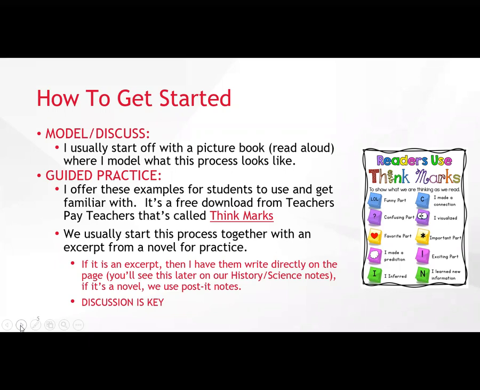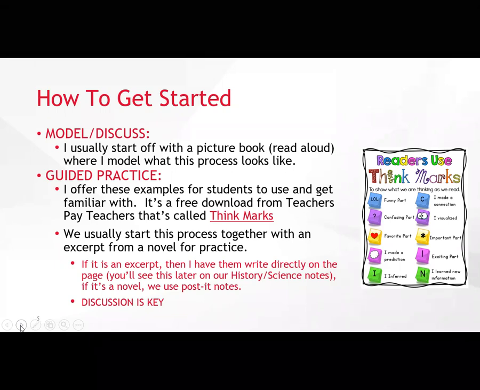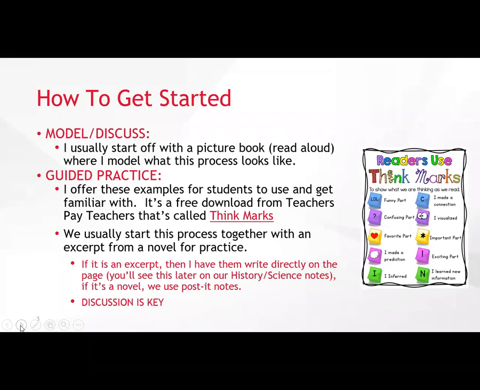where we'll talk together about whether anybody found a confusing part. Then they'll share with me what was confusing to them, and we'll write it together and discuss it together. We usually start with an excerpt so we can write directly on the paper, write in the margins, highlight, underline, circle, and then move on to Post-it notes as we get more familiar with it with our novels.